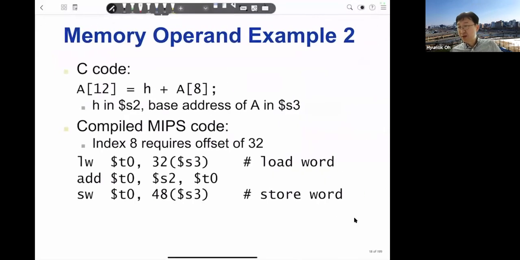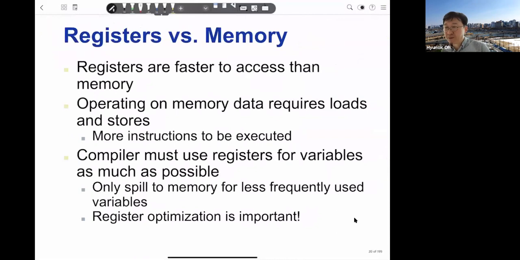So let's compare the register and memory. Definitely the register is much faster than the memory. That's the reason why memory access instructions are separately implemented. To access the main memory, we need load and store instructions. So to load something from the memory and then do the operation, we need a memory operation and then arithmetic operations. So it takes more time.